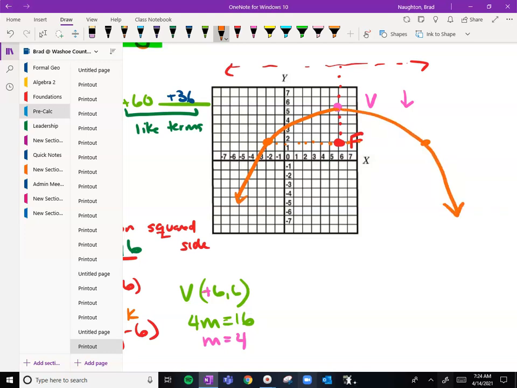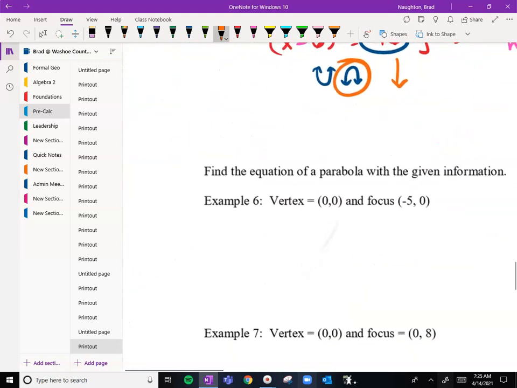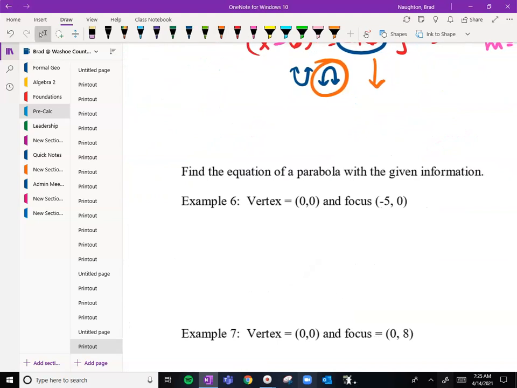Cool. Sorry about the sign issue there, my friends, but we got it corrected before we got too much further, and we are good to go. So now we're going to go ahead and look at not so much completing the square, but making these graphs from parts. So the first thing I would do is make a picture.